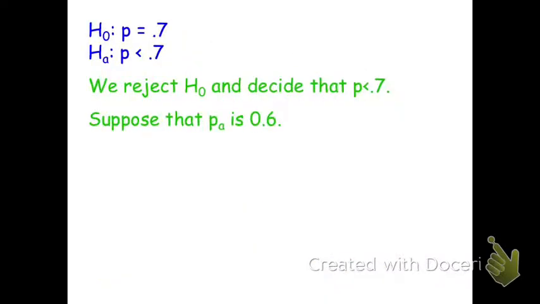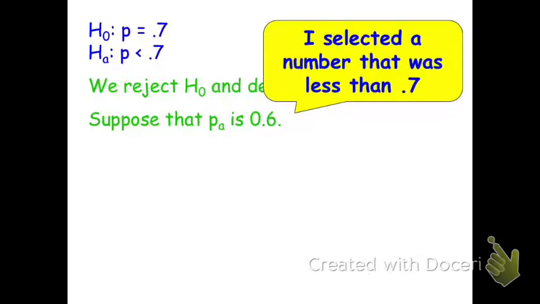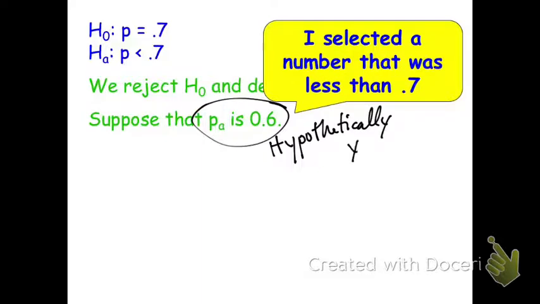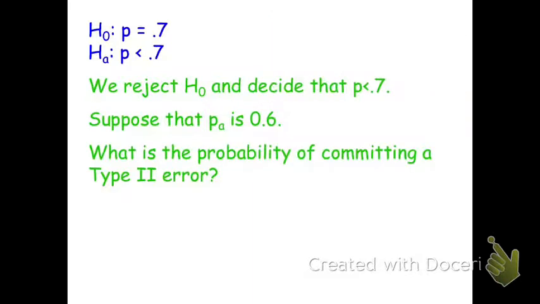So we reject the null and decide that P is less than 0.7 because hypothetically I took a sample and I got 0.6. So my sample p hat equals 0.6. This is all hypothetical. What is the probability of committing a type 2 error?